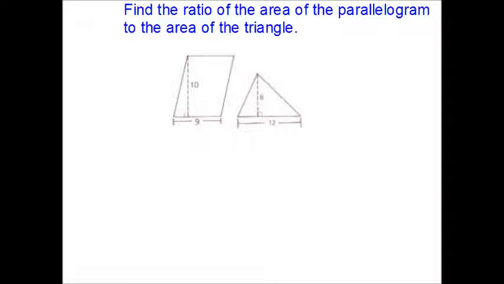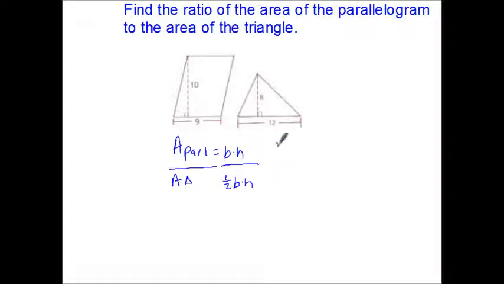So let's go ahead and get started right away. We're going to find the ratio of the area of the parallelogram to the area of the triangle. If we want the ratio of the parallelogram to the triangle, we want to make sure that the parallelogram goes on top and the triangle goes down below. Area of the parallelogram is base times height. Area of the triangle is 1/2 base times height.